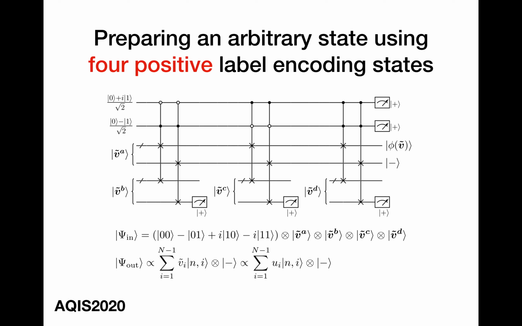And our protocol is as follows. We require four label encoding states of the positive vectors prepared in the methods introduced above, and we require two extra ancillary qubits. And with this circuit, we have four sets of control swap gates here. And after applying these gates, we project three of the value qubits to the positive states, and also the ancillary qubits. So it can be found that in this way, if all the projections succeed, the output wave function would be in this form. And this is our target state, which can represent an arbitrary n-qubit state.